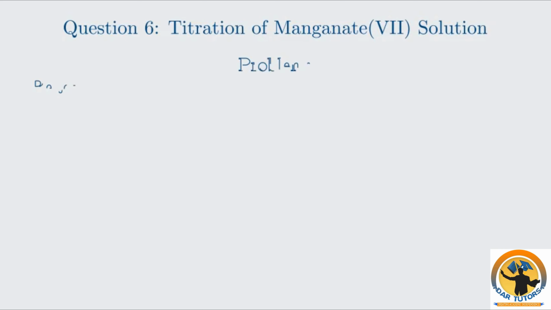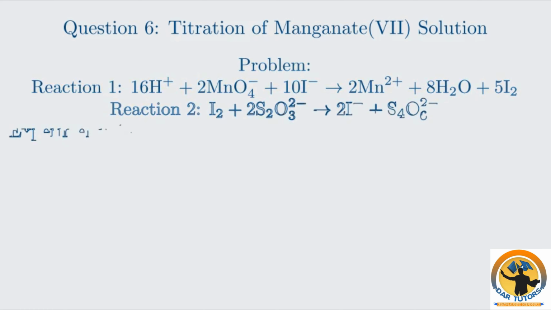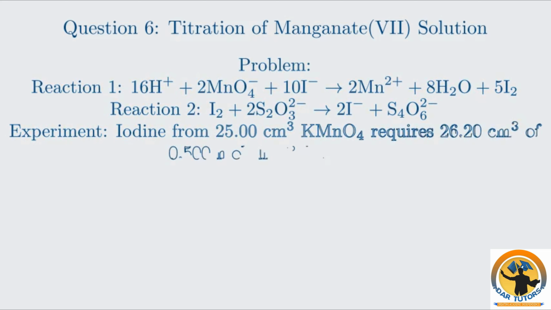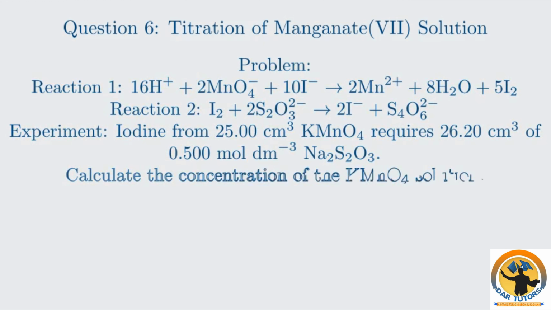Here is the problem. An unknown potassium manganate(VII) solution is reacted with potassium iodide, KI. This is a primary reaction that liberates iodine. Then, the iodine liberated is titrated with sodium thiosulfate solution to find the initial concentration of the manganate(VII). We will solve this by starting at the end of the titration and working our way backwards to find the concentration of the permanganate. Step 1.